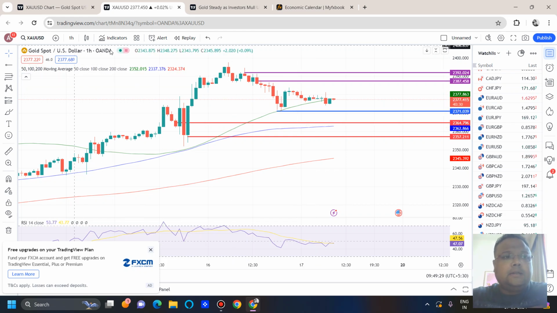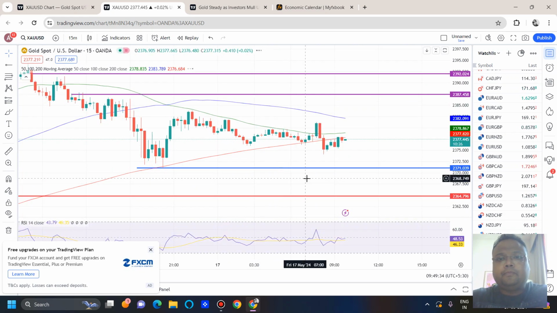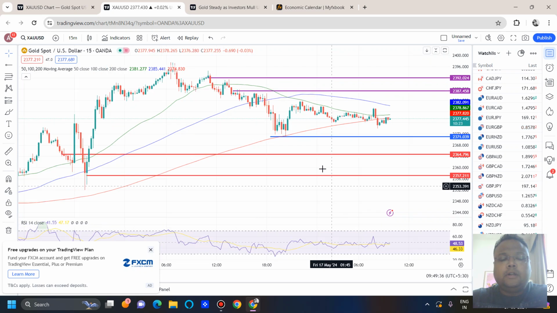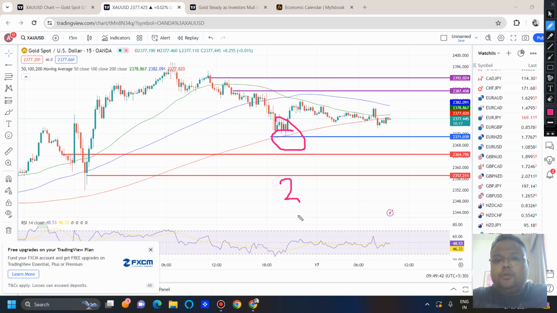And to understand the other opportunities, we need to move to the 15 minutes time frame, because right now we do not have much volatility in the market. Here you can see that we have 2371 as the previous support, from where the market bounced.